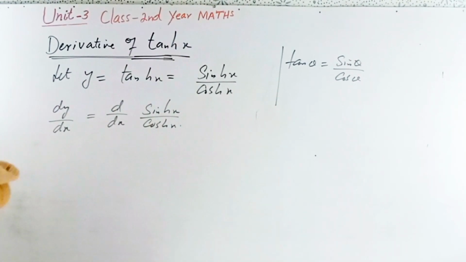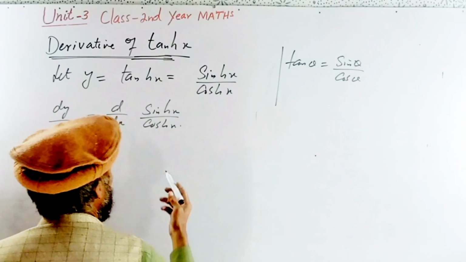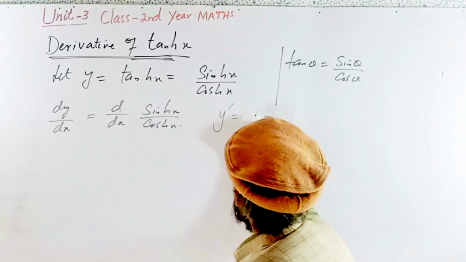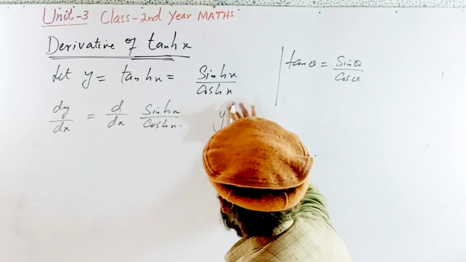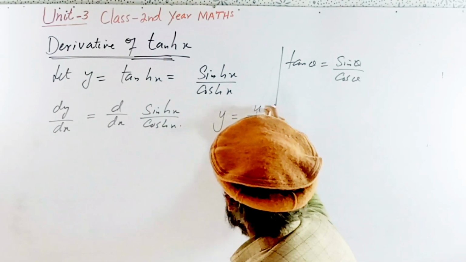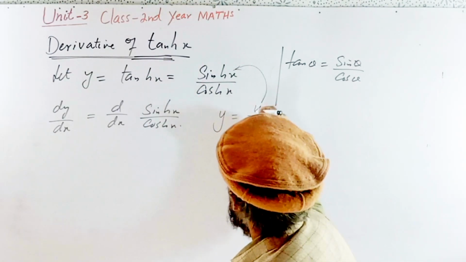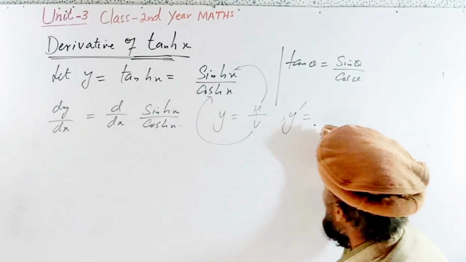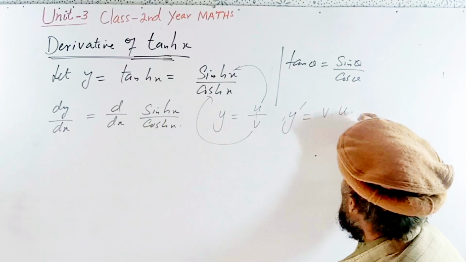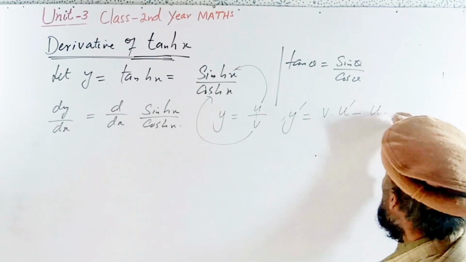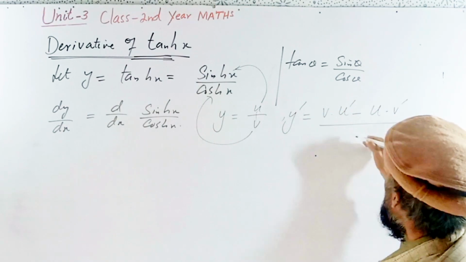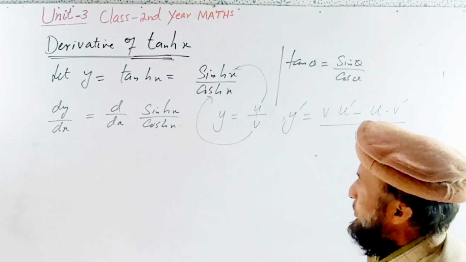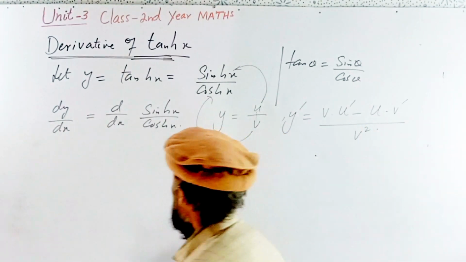According to the quotient rule, for example, y is u divided by v. Here u is sine hyperbolic and v is cos hyperbolic. If we are finding y dash, we can write v u dash minus u v dash, divided by v square. That is the quotient rule, the division rule, in case of derivatives.